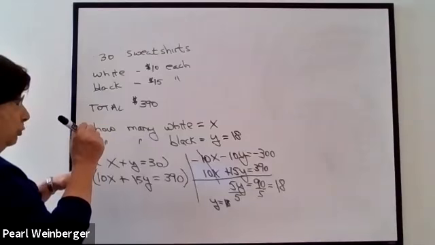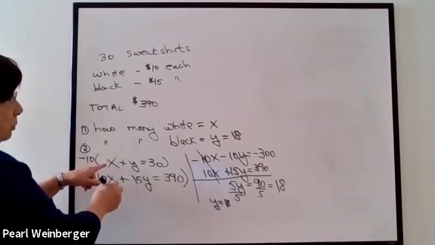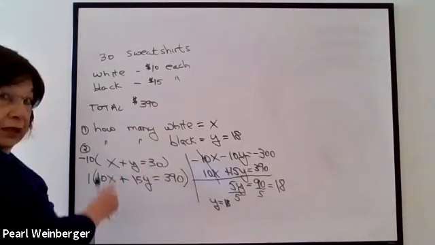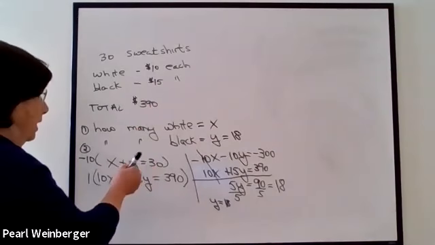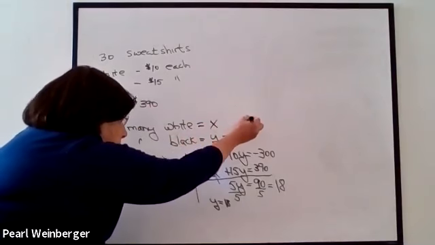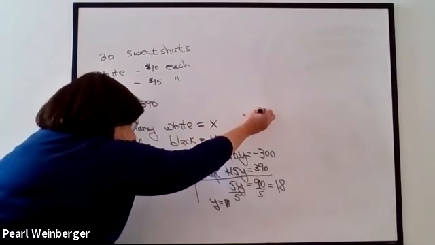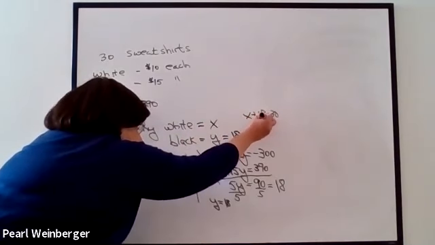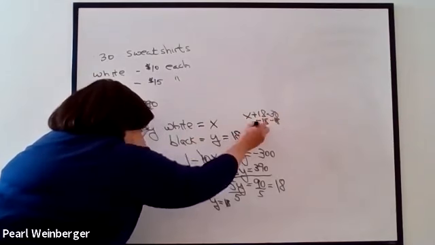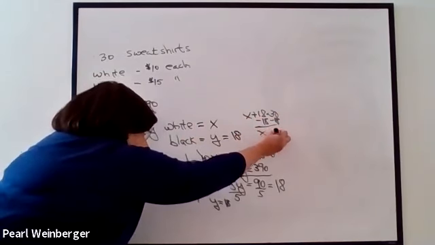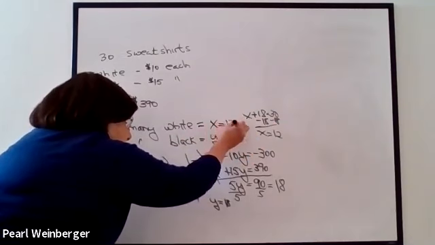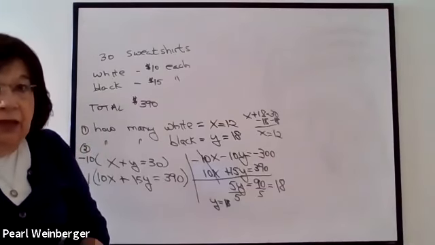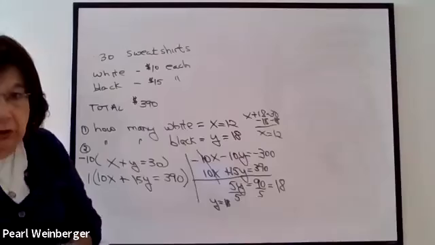How many white sweatshirts did he sell? Well, let's go back to our original equation, x plus y equals 30. That's pretty easy to do. So what we're getting is x plus 18, which is my y, equals 30. And when I bring the 18 to the other side, I get x equals 12. And now I know he sold a total of 12 white sweatshirts and 18 black sweatshirts.